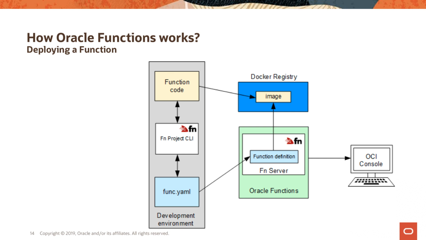Then there is pushing the image to the specified Docker registry for deployment, and uploading the function metadata in the YAML file and the link to the Docker registry where the container is going to be located. All of this metadata is uploaded to the FN server, and we'll see shortly what happens during invocation. But all this information is now with the FN server during the deployment stage, and this function is then also added to the list of functions that you have, and it is then shown in the OCI console.